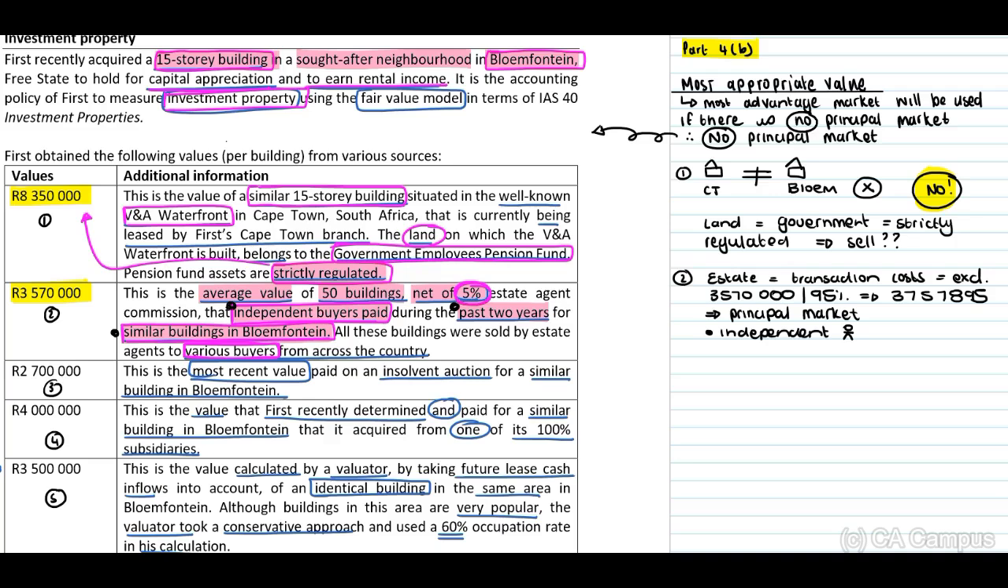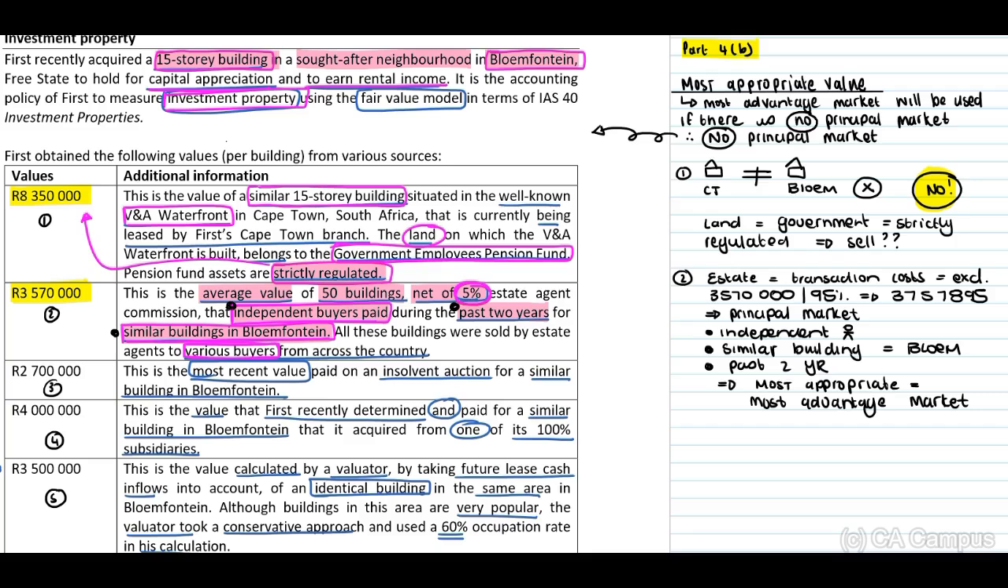They are knowledgeable and willing buyers. We have a similar building in Bloemfontein, not Cape Town. In Bloemfontein, we have the past 2 years' history. Therefore, if we look at this, this can be our most appropriate in terms of our most advantageous market. Okay, mark it. Now let's leave that there.